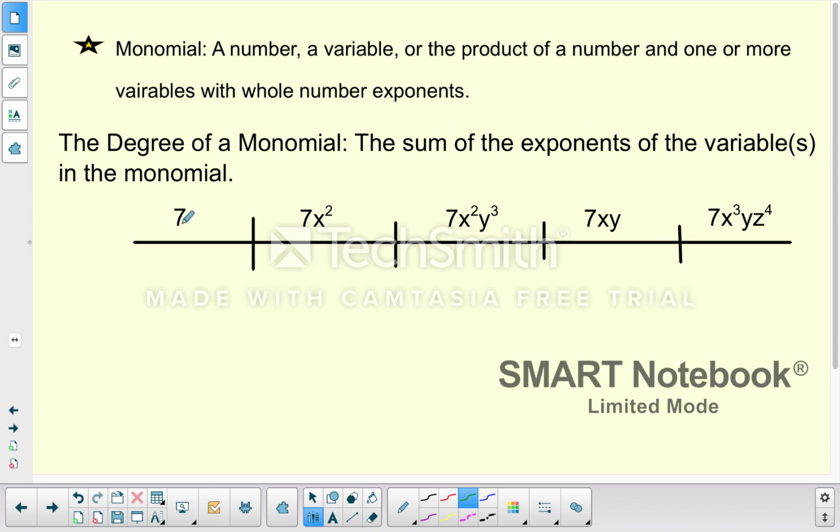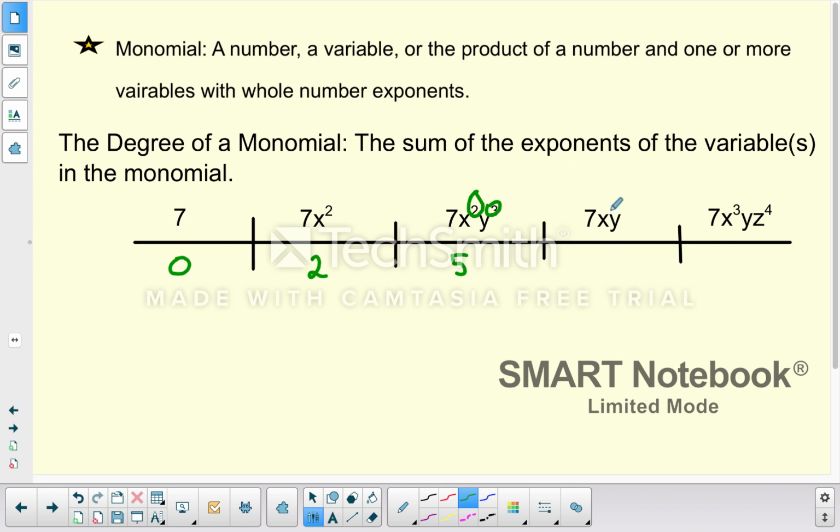There are no variables here, so this is simply 0. Right here, it looks like we have a variable x, and the exponent is 2. So the sum of the exponents of the variables, that would be a degree of 2. Well, you've got a 2 right here with x, and you've got a 3 right here with y. So the sum of the exponents of the variables is 5.